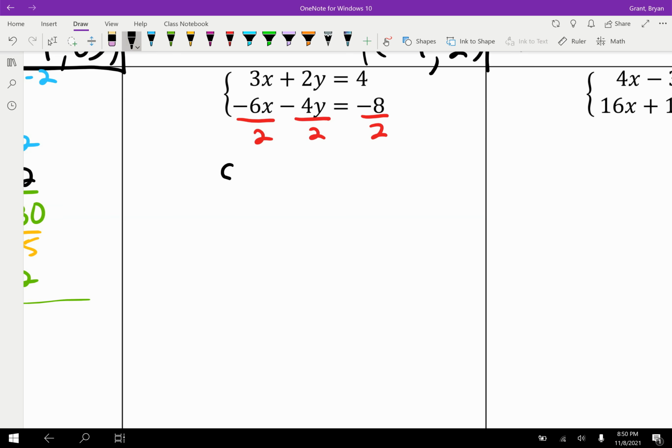What does this give us? Well, we have our system here. The top doesn't change at all. However, the bottom becomes negative 3x minus 2y equals negative 4.